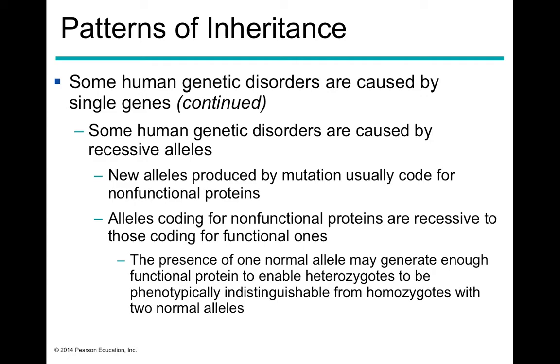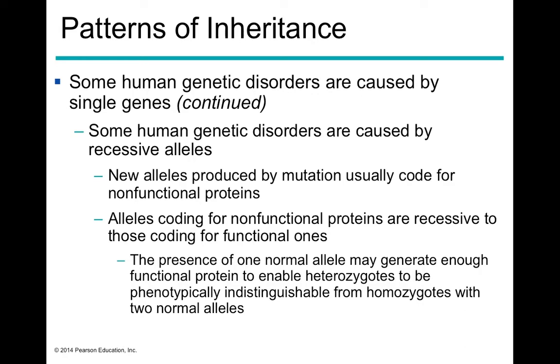Just like we talked about with the purple flower versus the white flower, basically the purple flower is going to be a functional protein. It creates a purple pigment. And the white flower has a non-functional protein. It doesn't create a pigment. So the absence of pigment is going to be easily compensated for by the presence of pigment, which means that if you have one allele that creates pigment, you're going to be purple.